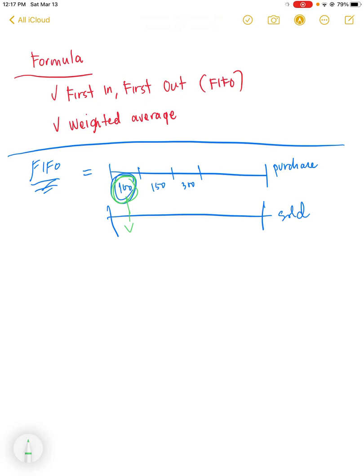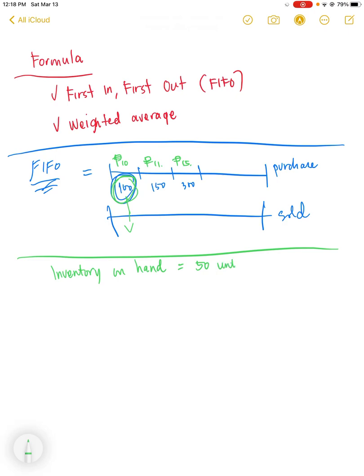Okay? Ang sinasabi ng method na ito is that the inventory is then expressed in terms of recent or new prices, while the cost of goods sold is representative of an earlier or old prices. Okay? Lagyan natin ng value. So let us say this is 10 pesos each. This is 11 pesos each. This is 15 pesos each. Okay? And then, nagkaroon ka ng inventory count. Okay? In-identify natin ilang units yung ating inventory on hand. So, let us say ang inventory on hand natin is 50 units. Okay? Ito yung natira.